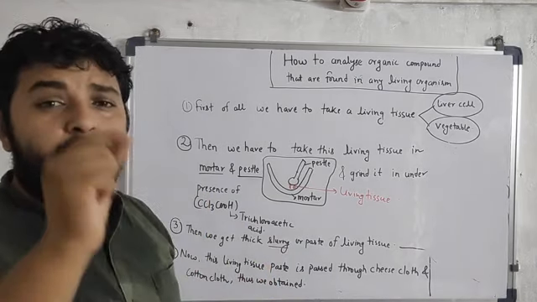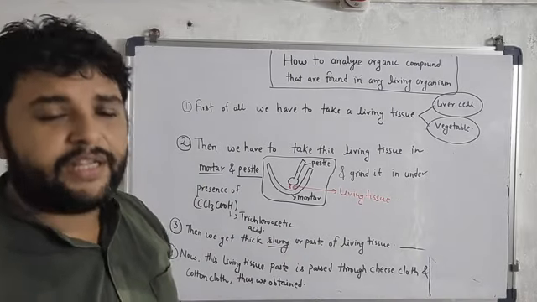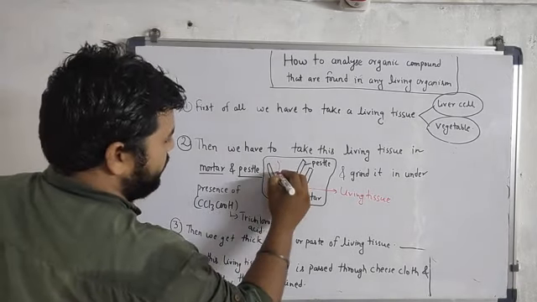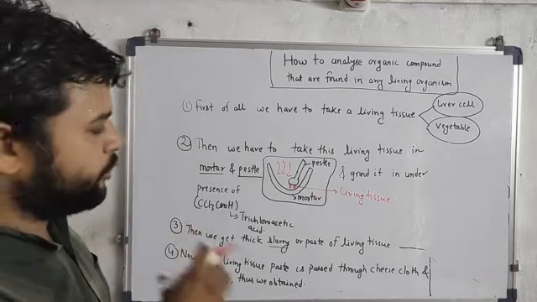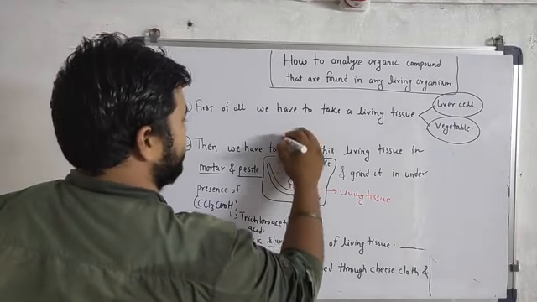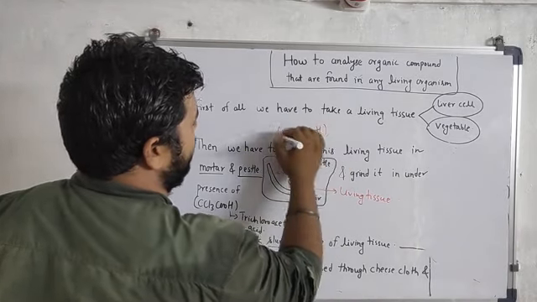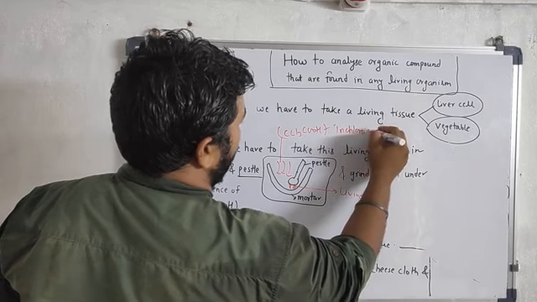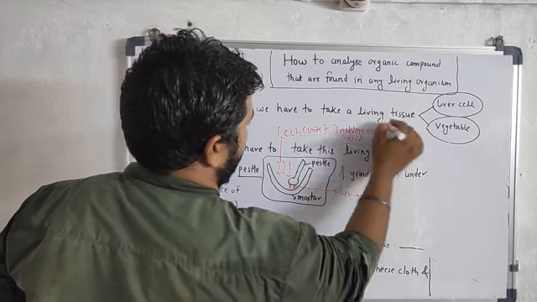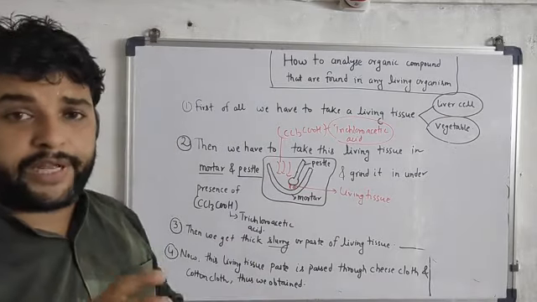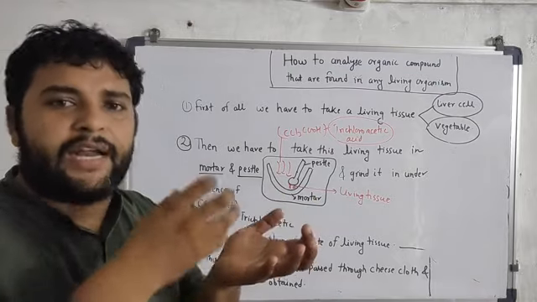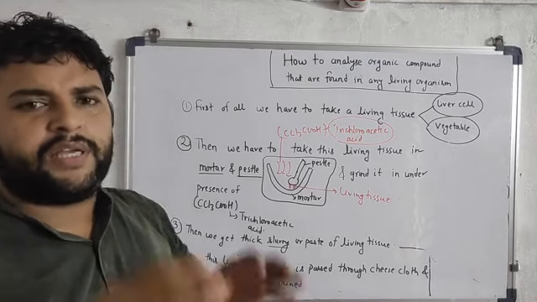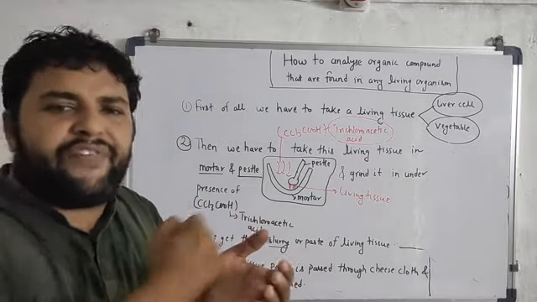Before that, we have to add one extra thing, one acid that basically helps in this crushing process, that is CCl3COOH, trichloroacetic acid. So the second point is that now we have to take this living cell or tissue into the mortar and pestle, then add some drops of CCl3COOH, this means trichloroacetic acid, and grind it very properly.